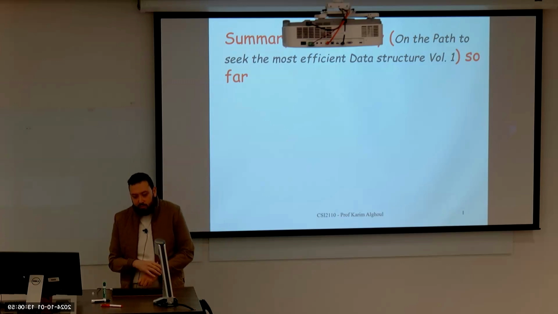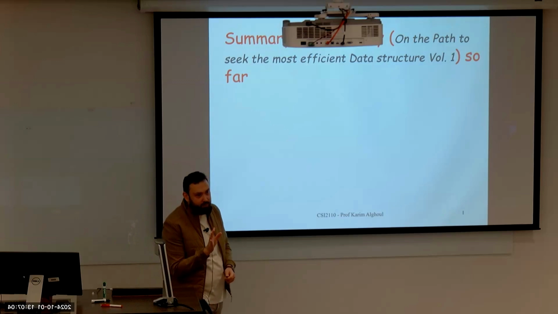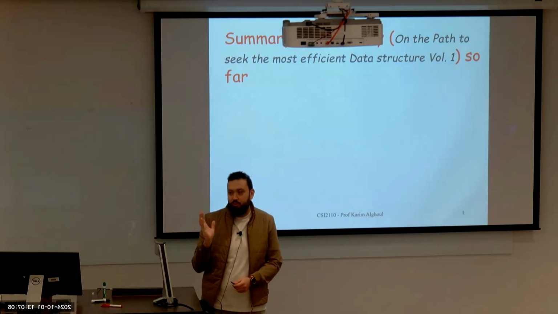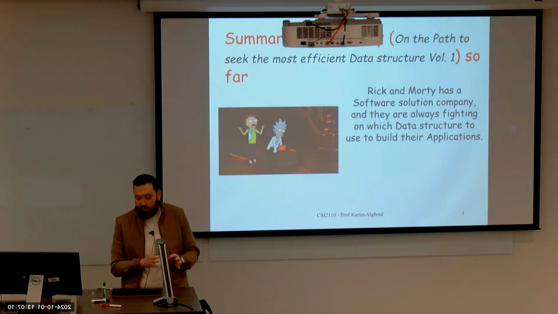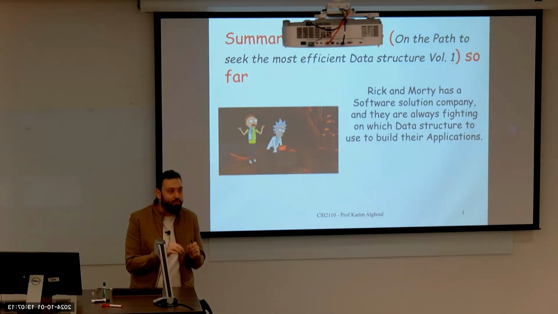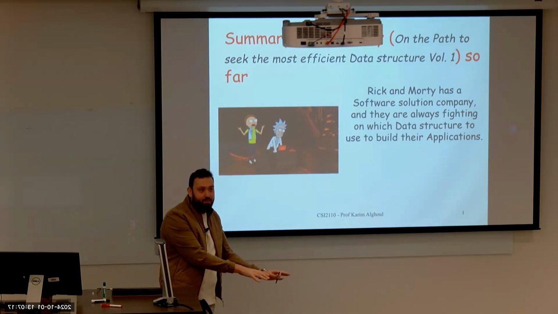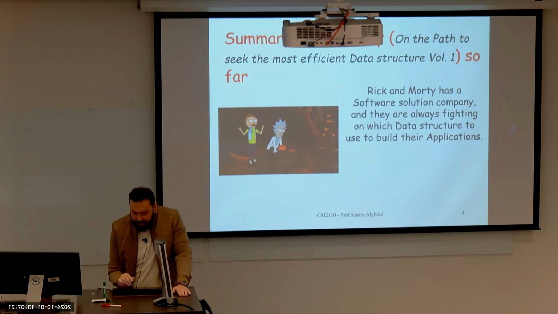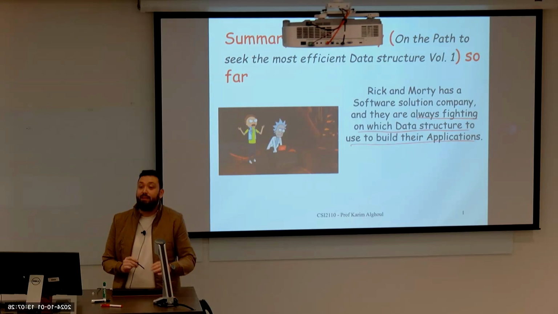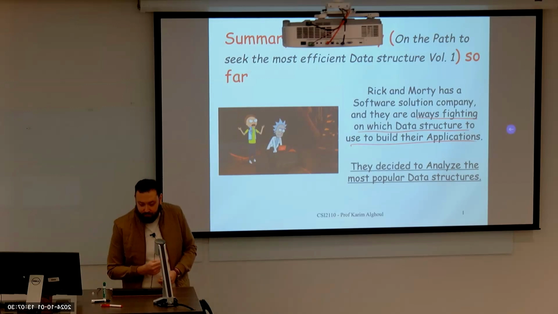So we're going to call our story on the path to seek the most efficient data structure, volume 1. Hopefully in other courses, we're going to have volume 2. What is the story here? We have Rick and Morty has a software solution company. And from today, we're going to ask people to build their startup here in front of everyone. So what do they want to do? They are always fighting on which data structure to use to build their applications. We're going to make it easier on them and help them.